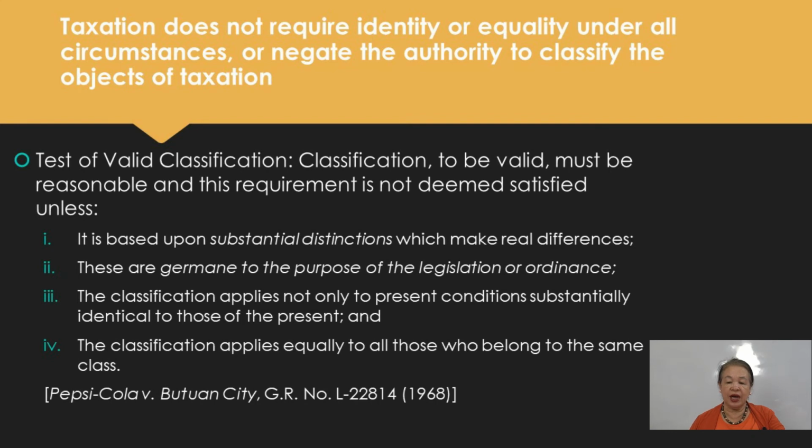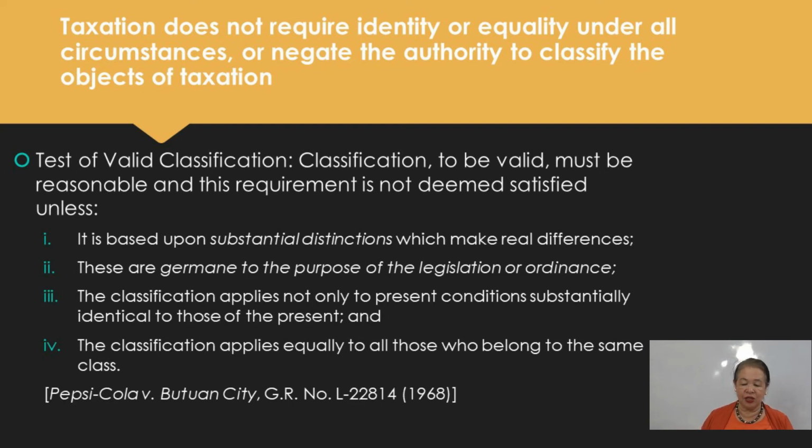Taxation does not require identity or equality under all circumstances or negate the authority to classify the object of taxation. So, what is the test of valid classification? Classification to be valid must be reasonable, and this requirement is not deemed satisfied unless, number 1, it is based upon substantial distinctions, which make real differences. Substantial distinctions. Number 2, these are germane to the purpose of the legislation or ordinance.